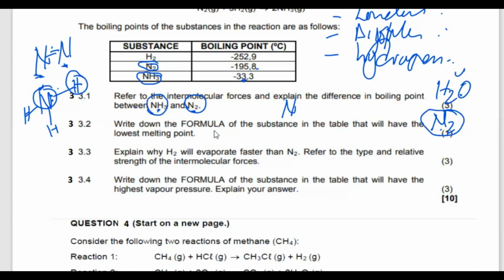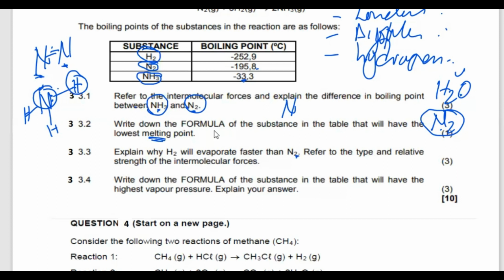Then they're saying write down the formula of the substance in the table that will have the lowest boiling point and the lowest melting point. If it has the lowest boiling point, then it will have the lowest melting point. The one with the lowest melting point is going to be hydrogen, because it has the lowest boiling point. Explain why hydrogen will evaporate faster than this. It's because of the intermolecular forces of attraction.